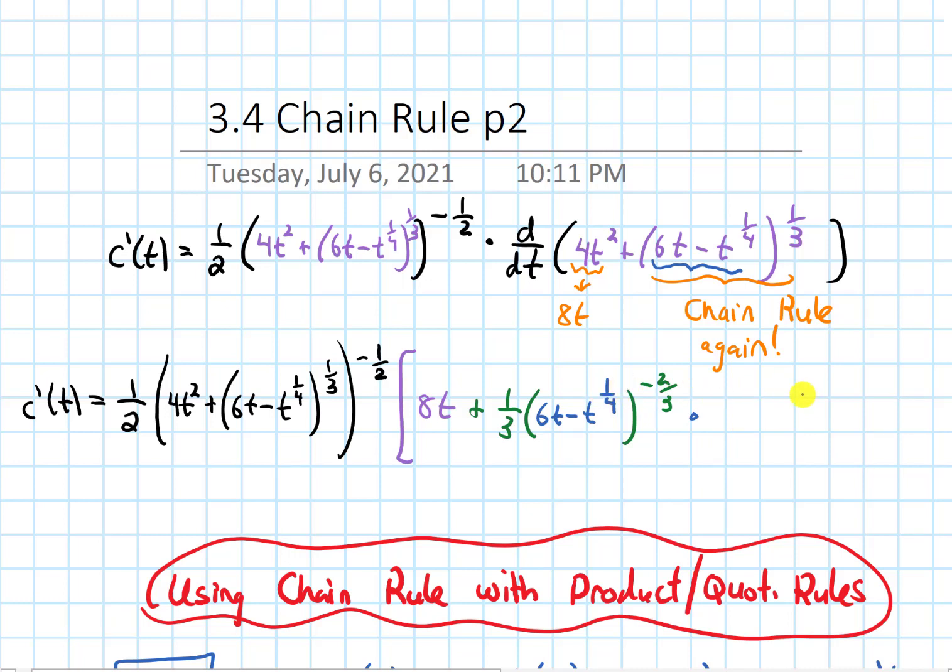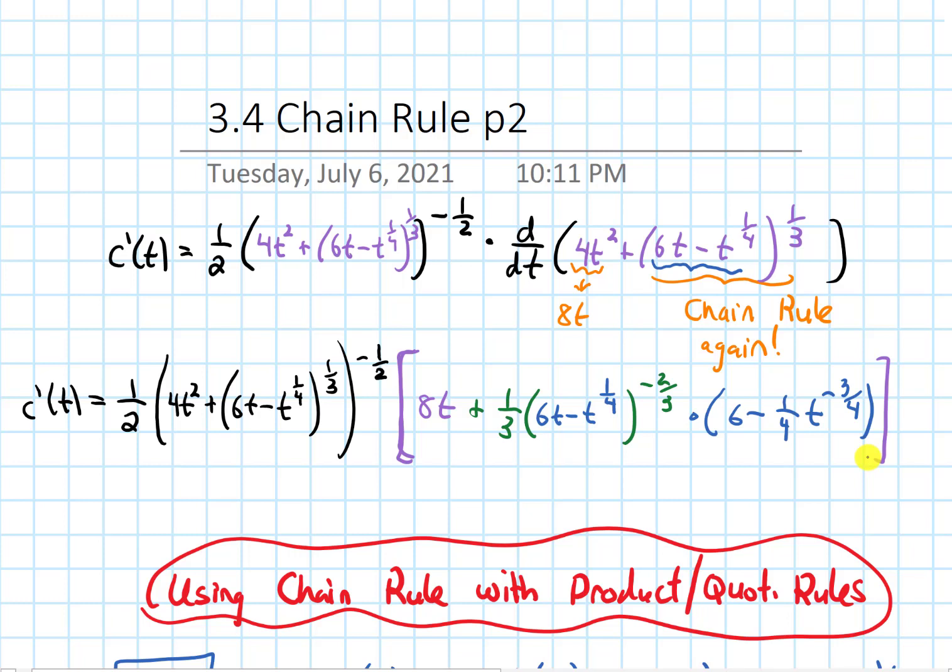I'm not going to write d/dt of it and then do it in the next step. I'm just going to do the derivative of this inside thing. So the derivative of 6t is 6. And then for the next term, I'll get minus 1/4 t to the negative 3/4 when I do the power rule. All right, and now I can close this bracket that I opened.